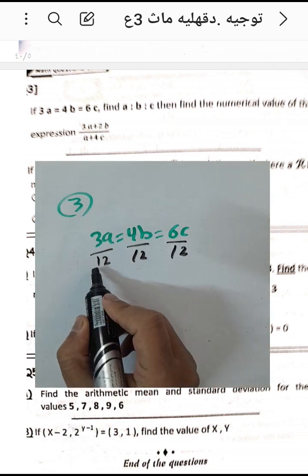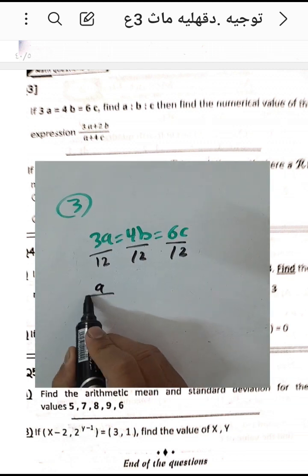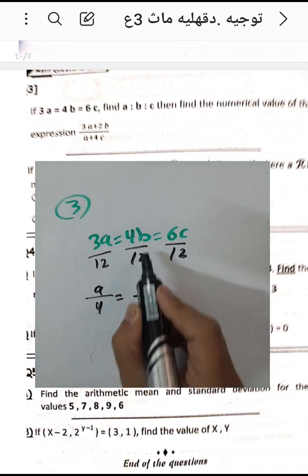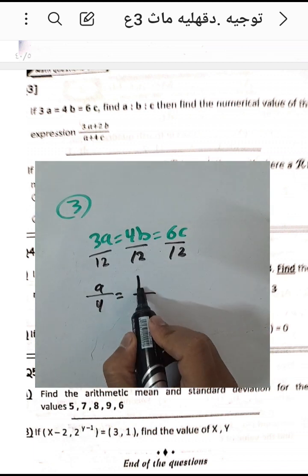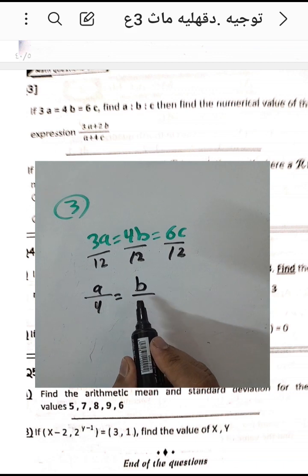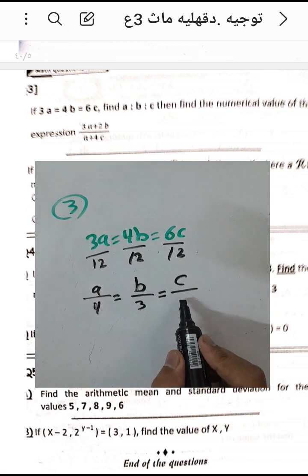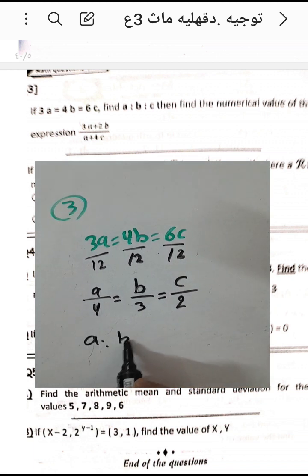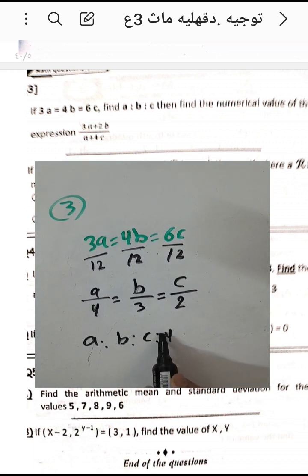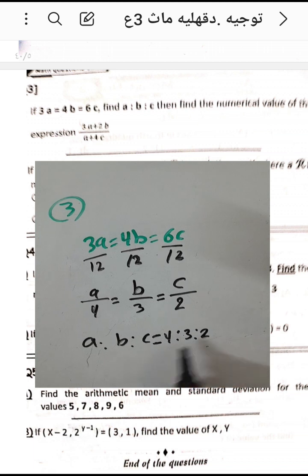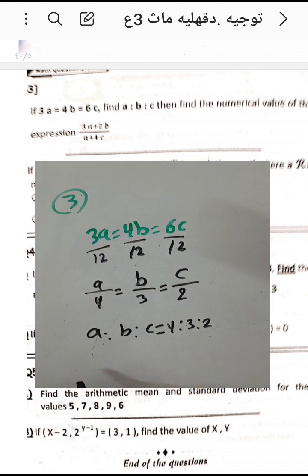3 over 12, it will be 1 over 4. The result will be a over 4. And here 4 divided by 4 equal 1. And 12 divided by 4, it will be 3. And 6 divided by 6 equal 1. And 12 divided by 6 equal 2. Then the ratio between a to b to c will be 4 to 3 to 2. The ratio between them, 4 to 3 to 2.